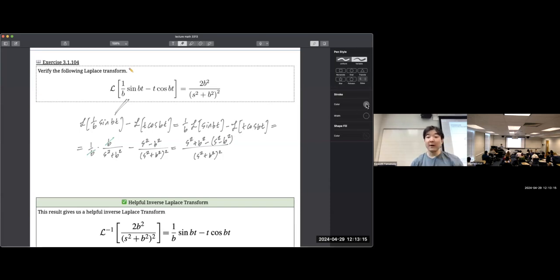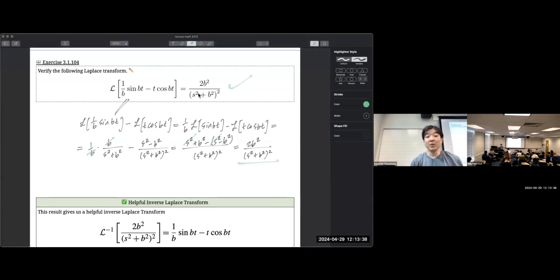And then you have this s squared, and then once you distribute this minus, this will cancel. This would be b squared plus b squared, because it's minus and a minus, so you'll get 2b squared over this denominator, which confirms this statement right here. So the Laplace transform, this is equal to this.